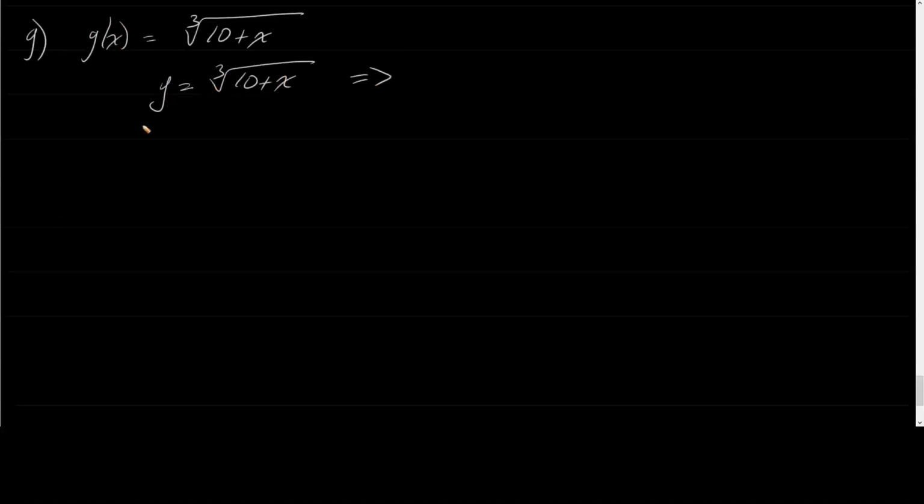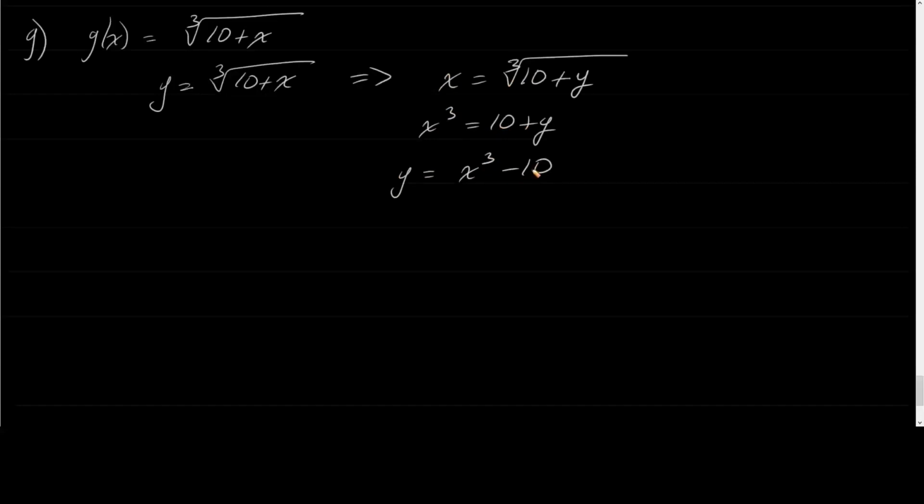Then we're going to replace the x and y's. So we have really x is equal to the cube root of 10 plus y. And then solve for y. So cube both sides. So I end up with x cubed is equal to 10 plus y. Solve for y. So I can rewrite this as y is equal to x cubed minus 10. All right. And at that point, our last step is to write it in function notation. In this case, the name of this function is g. So we would say g inverse of x is x cubed minus 10.